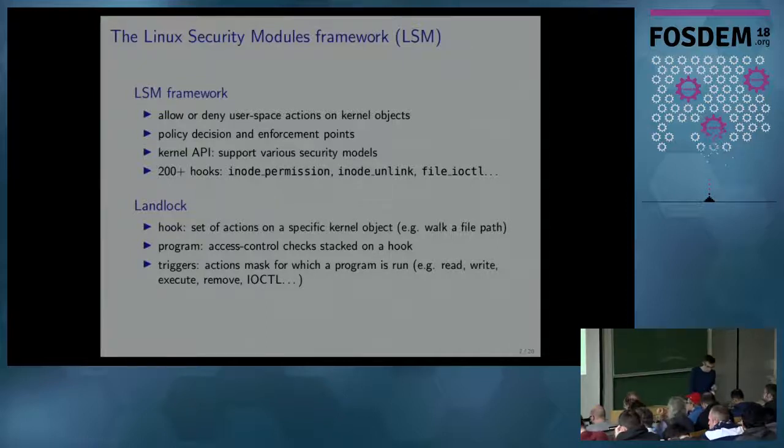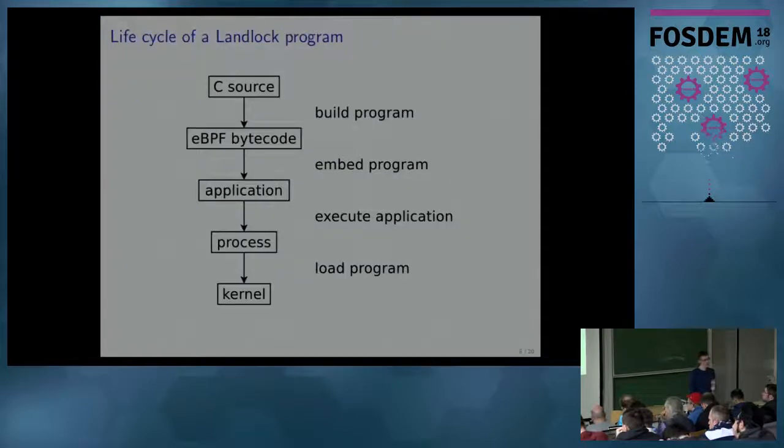So now let's take a look at how we can write Landlock rules. So a set of Landlock programs. So it's mainly eBPF. The easy way is to write the eBPF program in C. So actually it's not really C, it's a subset of C, but it compiles with Clang, which is really useful. So you write your eBPF program in C, you then compile it, and you get eBPF bytecode. Then you can embed this bytecode in your application, and when this application is executed, the resulting process can then load the eBPF program in the kernel.